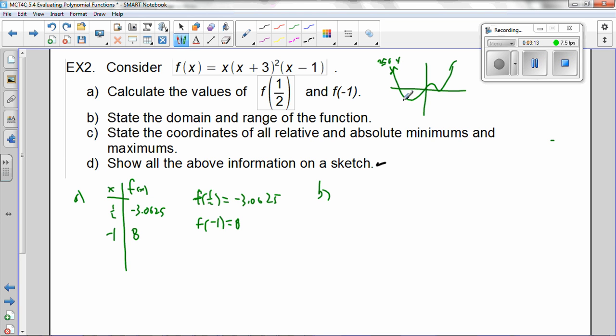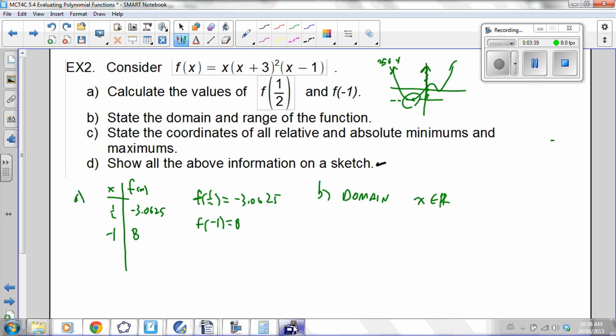I can see that the domain is just going to be all real numbers, right? I can take any x value I want and shove it in there, but the range, it's probably going to come down to the end of one of these W shapes, and the range is going to be everything above that. So it's really important to know that minimum. And so I'm going to use the graphing calculator and find the minimum of that.